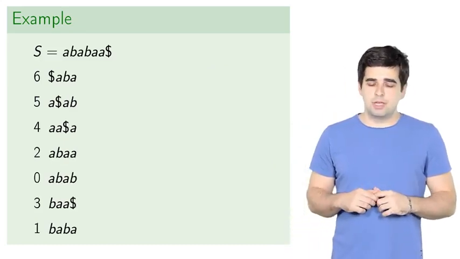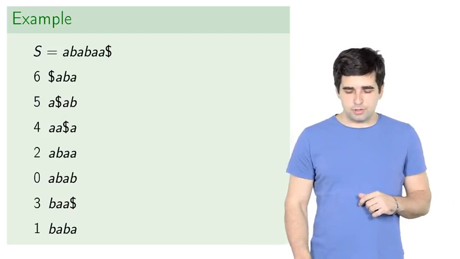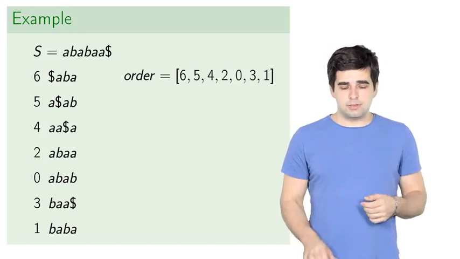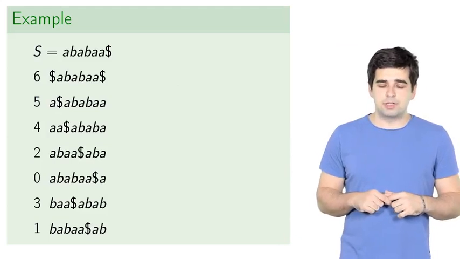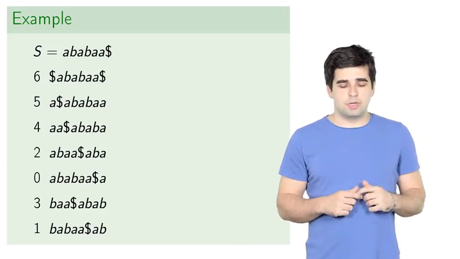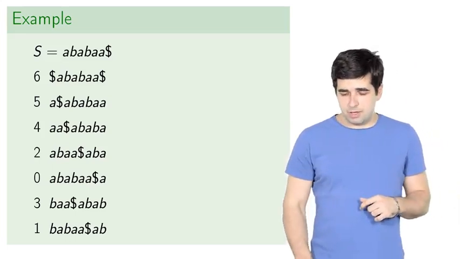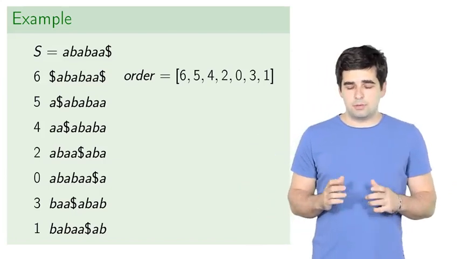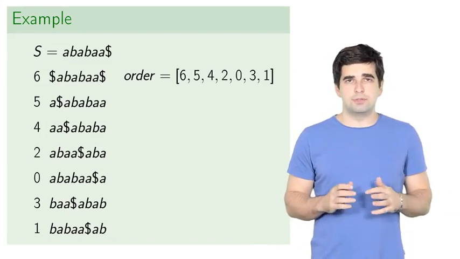And we will store the order of the suffixes in an array order. So the smallest suffix is just $, because $ is smaller than any other character. So the first suffix in the order is suffix number 6. And the next one is $, which is number 5, and then a$, which is number 4, and then a$, which is 2, then 0, then 3, and then 1. So this is the kind of array which we call suffix array, which is the order of all the suffixes of the initial string. And we don't store the suffixes themselves.